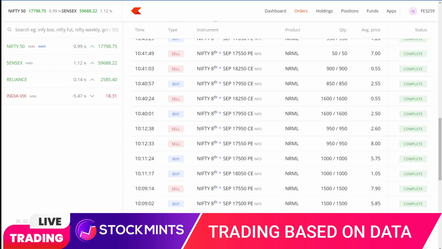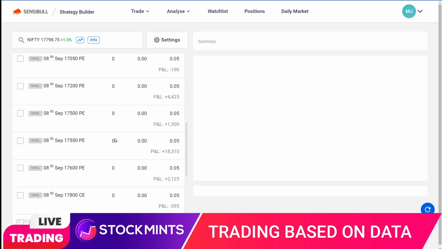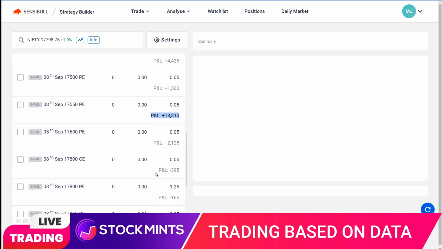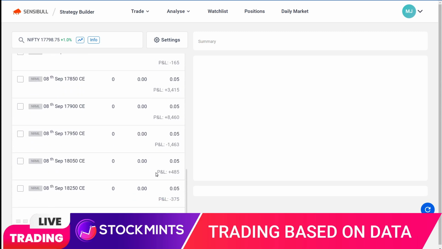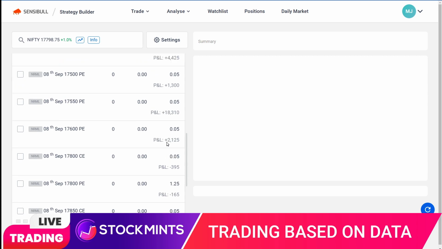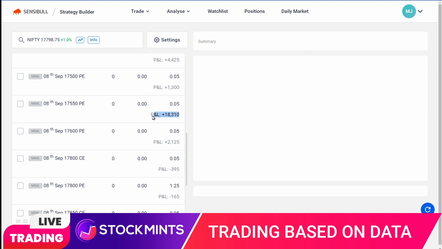Meanwhile, let's quickly look at how much profit these brought us. If you look at the 550 put option, that gave us the maximum profit for the day at 18,000 rupees. And the other one, this 950 call option, let me find that for you. We actually are at a loss in the 950 call option. I'll explain the adjustment, but we had a huge profit in the 550 put option trade that we entered.